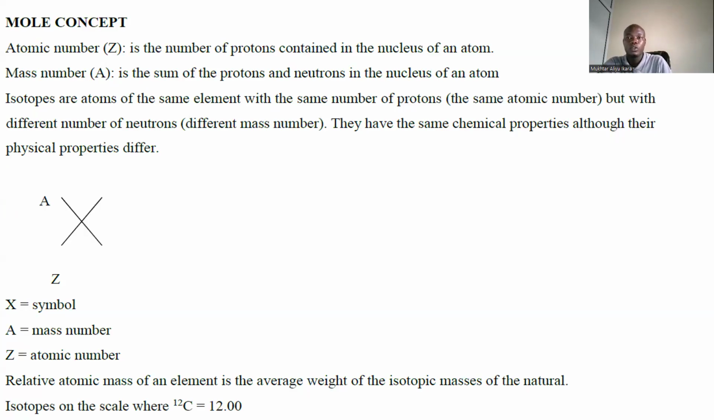So now we are also going to look at, under mole concept, two things that are very, very important: the atomic number and the mass number. And remember, ladies and gentlemen, in an atom we have what you call a shell. We call it shell, or in another way, orbits.